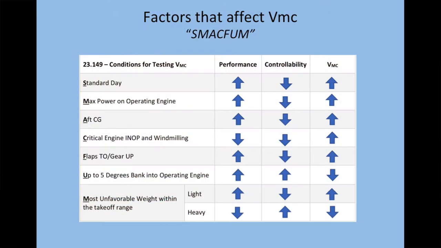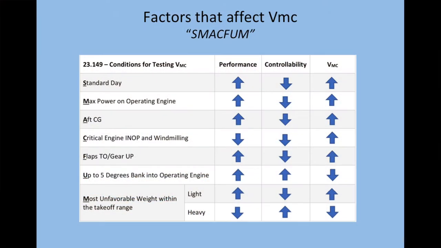So in the last video we talked about VMC, and we're going to finish that up today by looking at some of the factors that affect VMC. VMC is not a set number. It will change. Now we are going to talk about what the red radial line on the airspeed indicator indicates for VMC. But let's start by taking a look at this list.